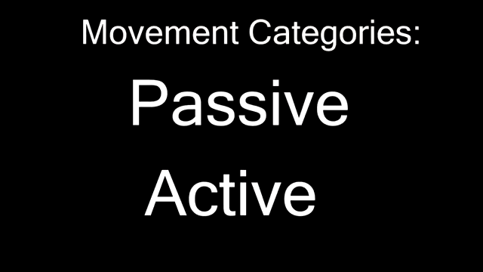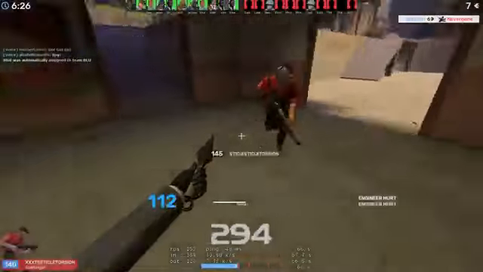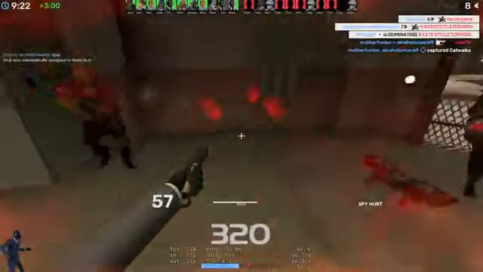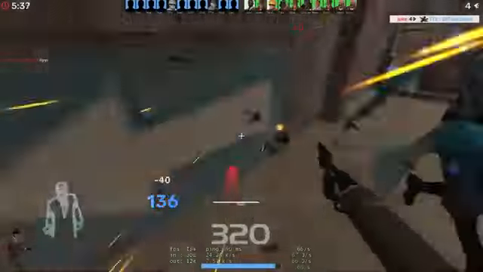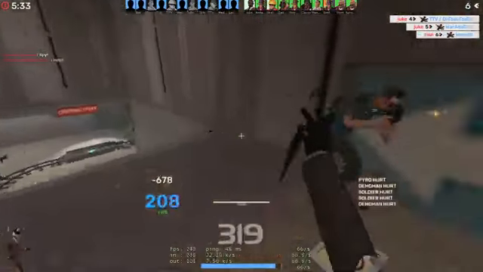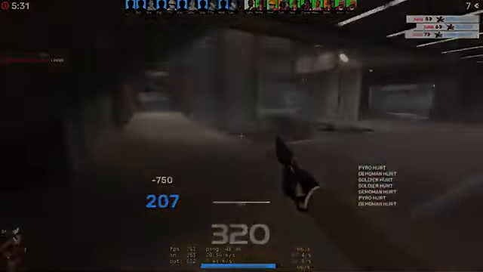Movement patterns can be categorized into passive and active movement patterns. Passive movement patterns are movement patterns where the enemy barely moves their mouse randomly, or doesn't move their mouse at all, to keep track of you while moving. While active movement patterns are movement patterns where the enemy moves their mouse a lot to keep track of you while moving. I'll give you an example of the movement patterns that are active and passive.